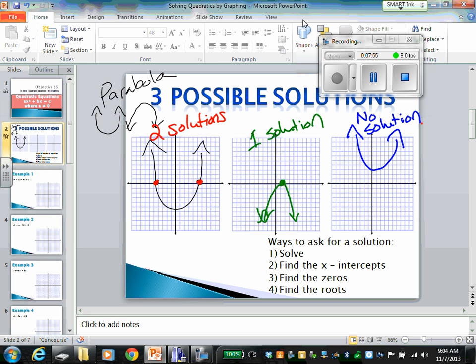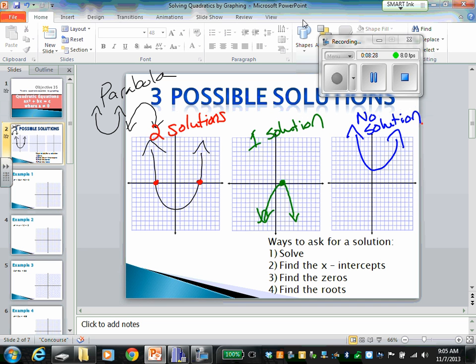And then it might say, find the zeros. This is probably one of the most popular ways to ask the question. Find the zeros, and basically that means find your x when y is 0. If you want to find your zeros, you're going to figure out the x when y is 0. Is that the same thing? When y is 0, is it where it's crossing the x-axis? Yes. So that's another way.